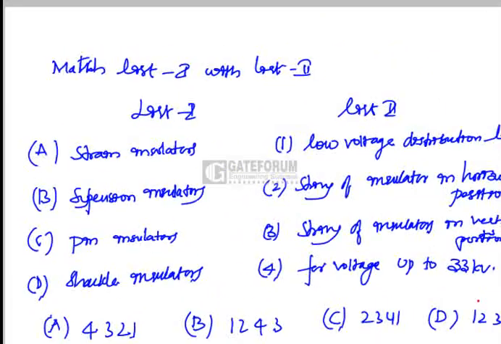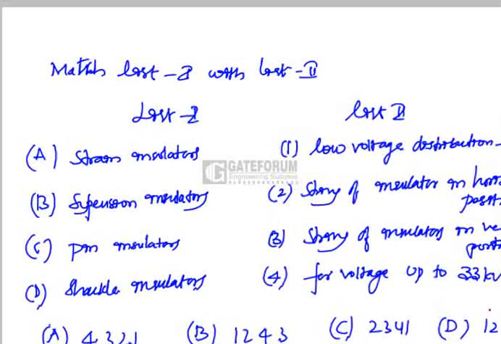In this question, we have to match list 1 with list 2. What is given in list 1 is the type of insulators we have. There are 5 types of insulators: pin insulators, suspension insulators, strain insulators, shackle insulators, and guy insulators. Here 4 types of insulators are given, and we have to match the application of these 4 types of insulators and how each is going to be connected in the transmission line.